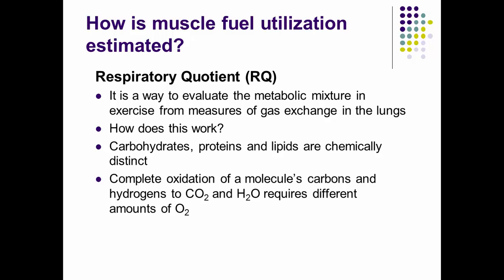So we can measure how much oxygen is inhaled and how much CO2 is produced. Based on this CO2 and oxygen ratio, we're able to estimate what type of energy fuel is being used. So how does this work? We know that carbohydrate, glucose, amino acids, and fatty acids have different chemical structures, right? So complete oxidation of the molecules of glucose, fatty acids, and amino acids actually requires different amounts of oxygen.